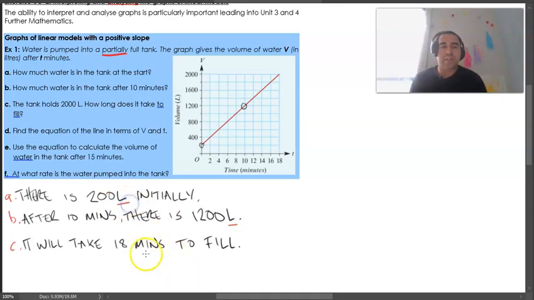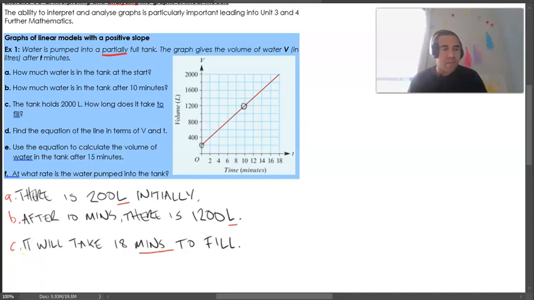So liters, minutes, depending on what your variables are, should dictate how you answer or what you put within your answer. Okay, so you just can't say it will take 18. And so in this case the time frame is in minutes, so you have to write 18 minutes. It's okay to do shorthand notation in this case. Question D.